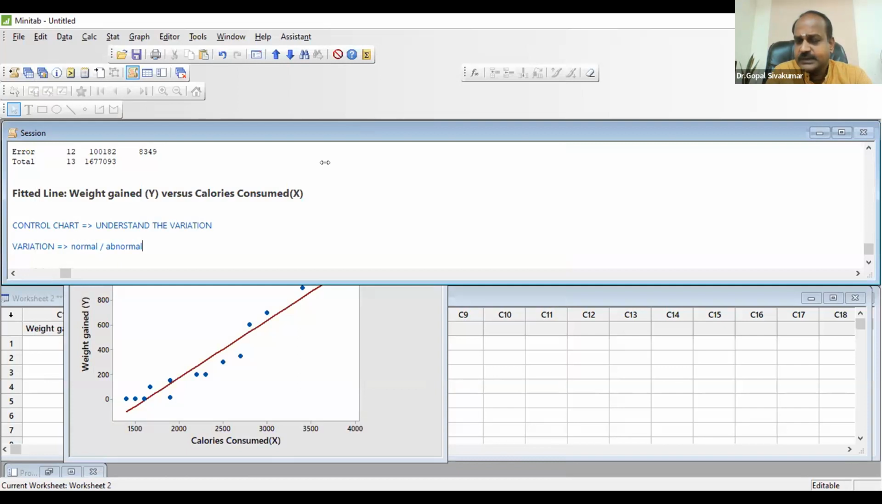If the variation observed is normal, don't do anything. If you react, it will become unnecessary. If variation is abnormal and you don't react, then it will be very problematic. So the normal variation is also known as random variation. If something happens randomly, don't worry.